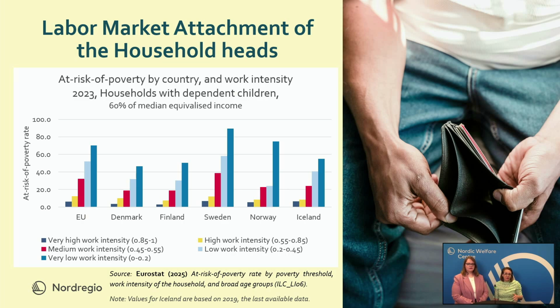And the connection between labor market attachment and the risk of poverty differs somewhat across the Nordics, because we see that, for example, in Sweden, households with low work intensity and very low work intensity have a substantially higher risk of poverty, whereas the situation is somewhat more mitigated in the other Nordic countries, such as Denmark, Finland, and to some extent also Iceland. So this stands out as the association between labor market attachment and risk of poverty.